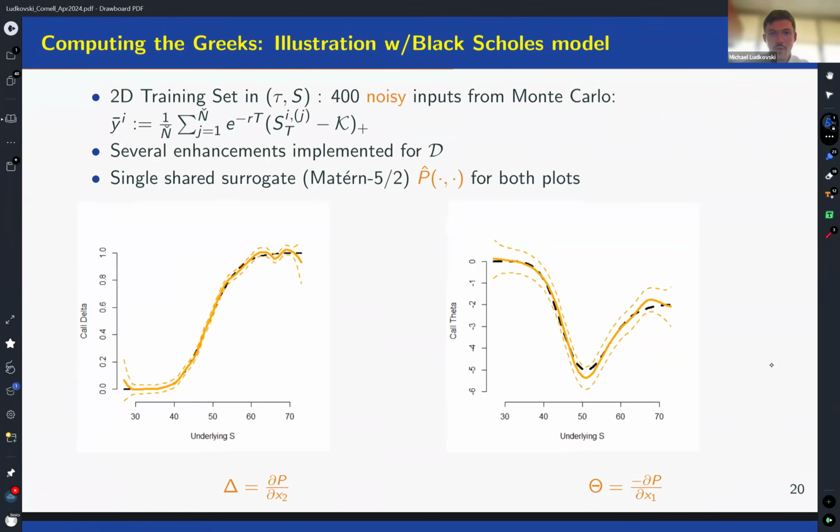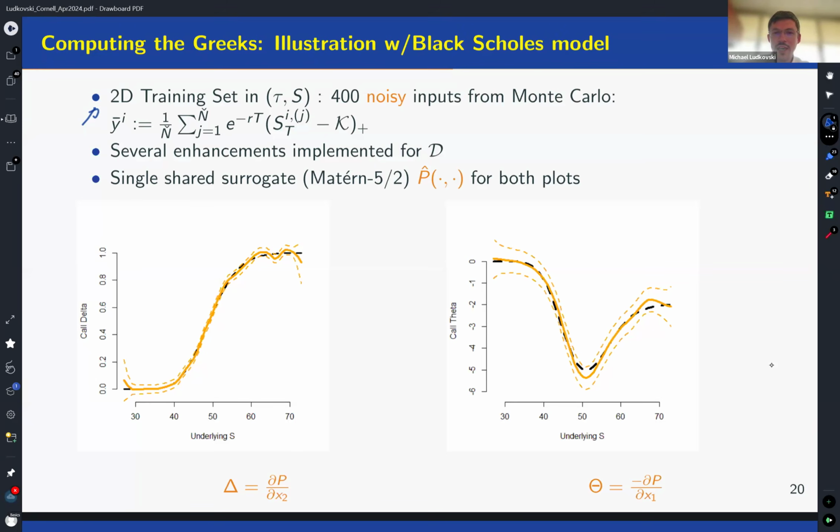So what I do is I train. Now I'm training in 2D, and I'm plotting things in 1D to illustrate what's going on. My training sets are call options, which makes things super simple. Call options in the Black-Scholes model as a function of time to maturity and the underlying initial share price, with a fixed strike. My training sets are Monte Carlo estimates.